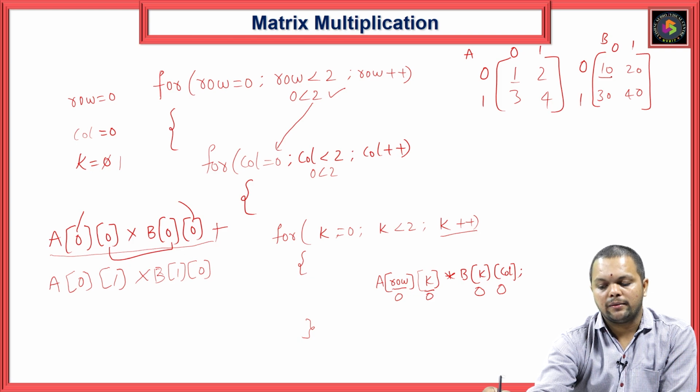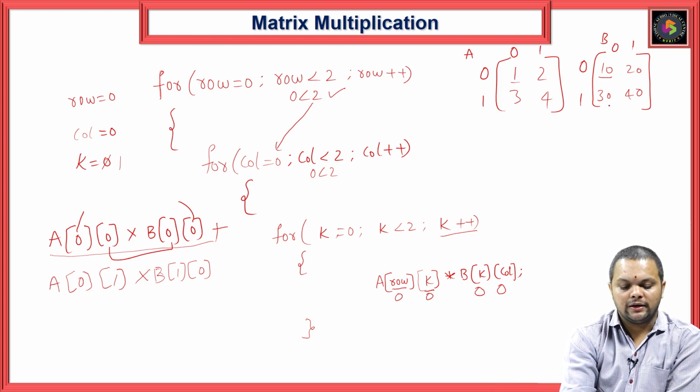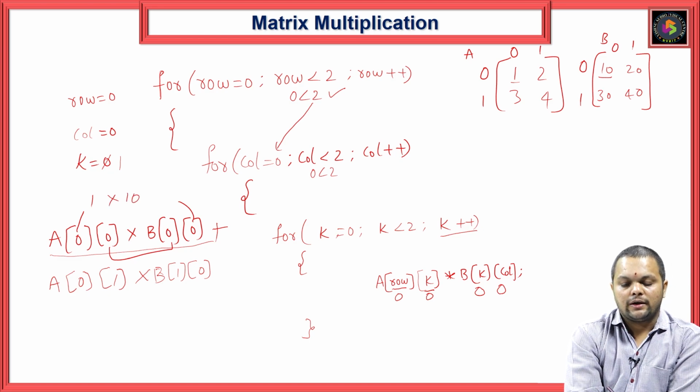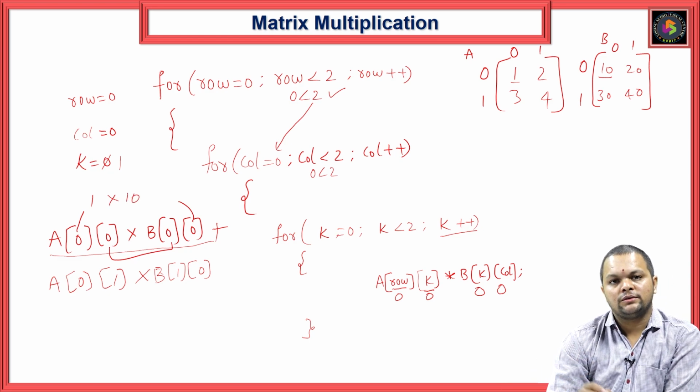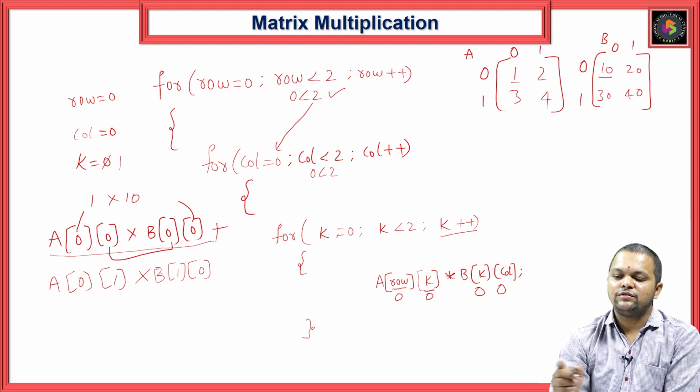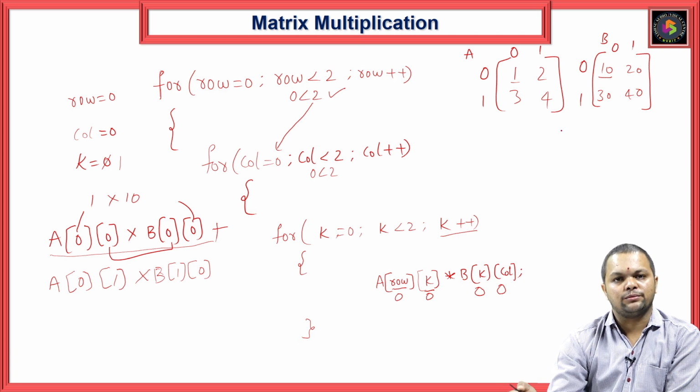One into 10 plus 2 into 30. In this iteration we have completed 1 into 10, plus we need 2 into 30. So 1 into 10 plus 2 into 30 gives you the answer for C of 0, 0.